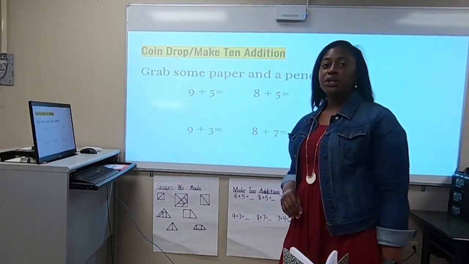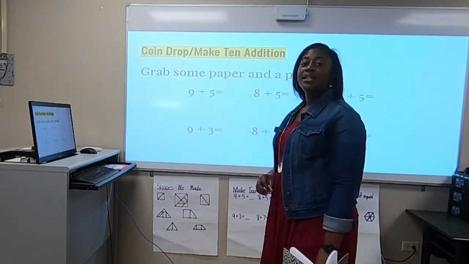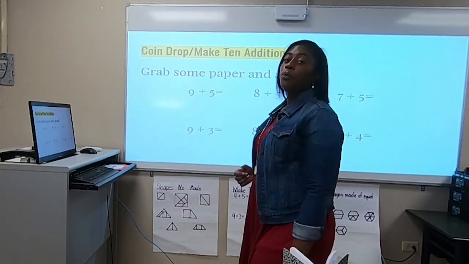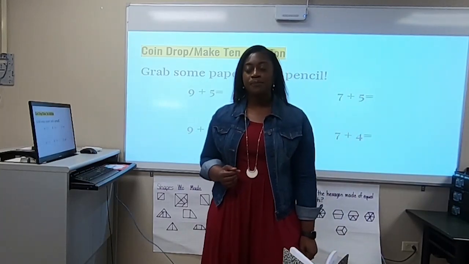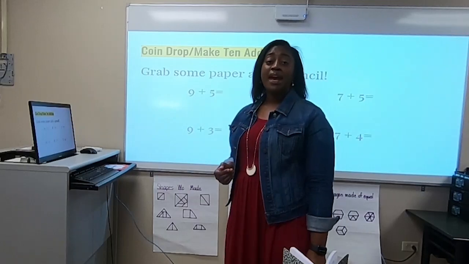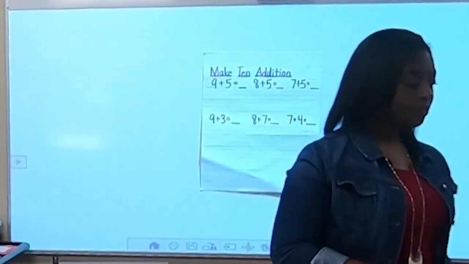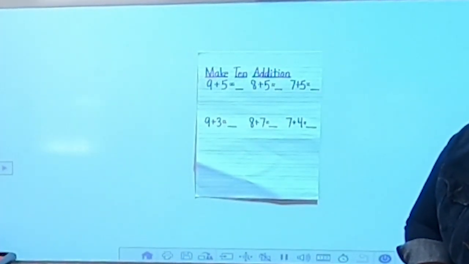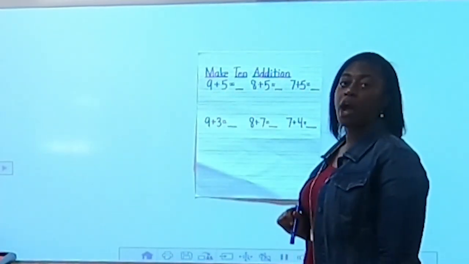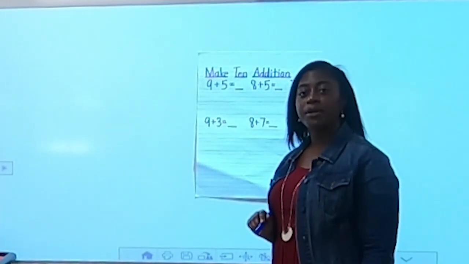Now, I want you to grab some paper. Hurry. Grab some paper and a pencil and let's work some math problems. Before we left school, we knew that we had partners of 10. And we're going to look at some addition problems where we can make a 10. Let's start with our first problem, 9 plus 5. In order to solve this problem, an easy way for us to solve is to break apart our smaller number.